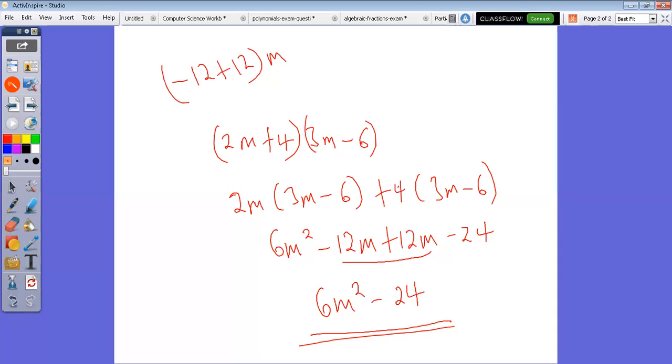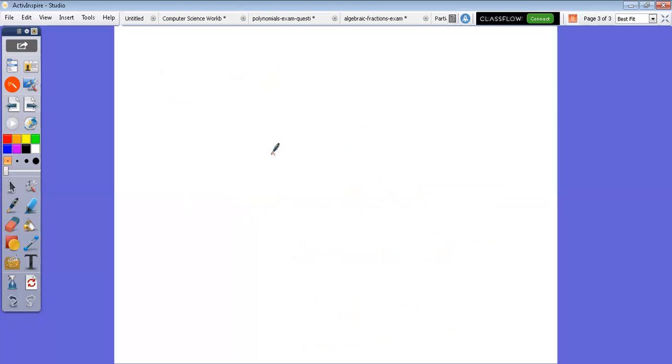Yes, sir. Now, can you try this? Give you 30 seconds. 4n minus 4 multiplied by 2n squared plus 5. Let's try it. In less than a minute, it should be done.